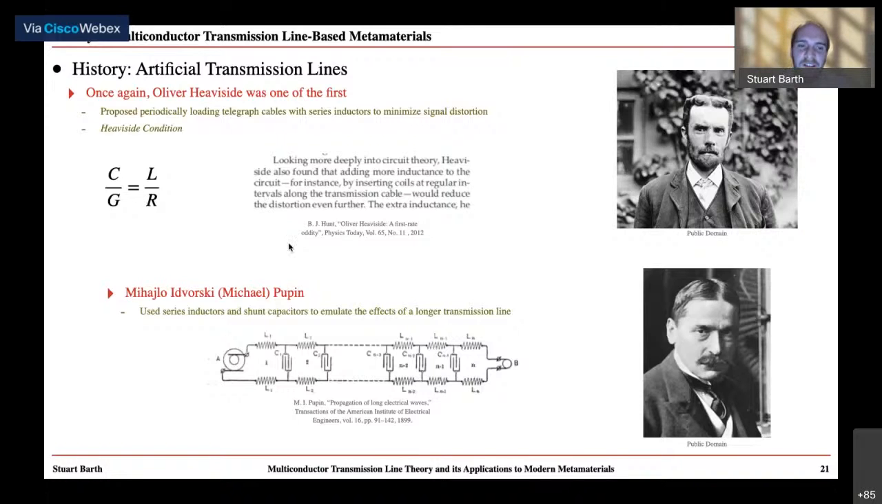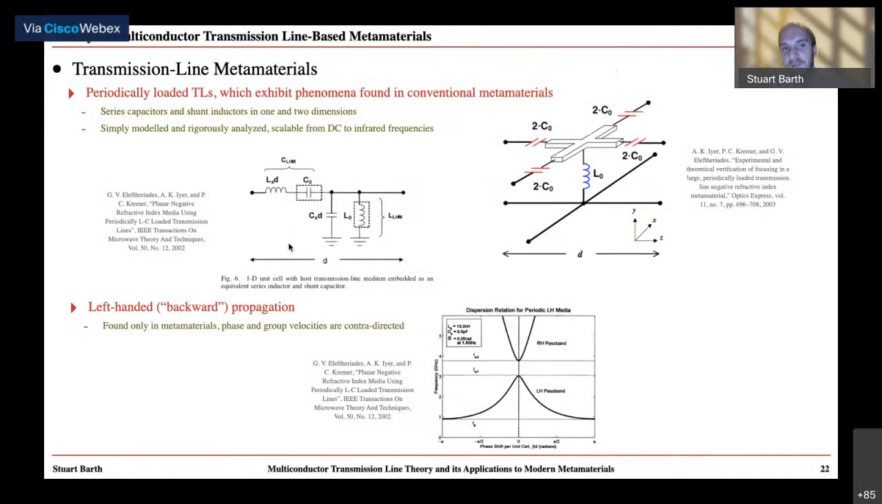Later on, Michael Pupin in the United States used series inductors and shunt capacitors to emulate the phase effects of very long transmission lines in short lines that he could investigate in his laboratory. Of course, transmission line metamaterials use a similar concept. These are periodically loaded transmission lines, which exhibit phenomena not found in conventional materials. Series capacitors and shunt inductors are typically used in one or two dimensions to periodically load transmission line systems or grids. The benefit of transmission line metamaterials is that they are simply modeled and rigorously analyzed, and the ideas and the fabrications are scalable from DC all the way up to infrared frequencies, wherever transmission line theory is valid.